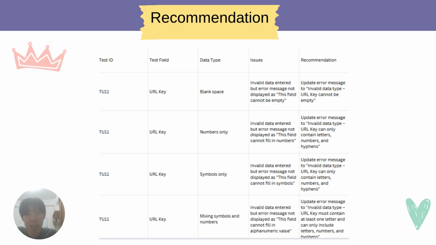My recommendation for the data type blank space is to update the error message to: invalid data type, URL key cannot be empty. For numbers only, update the error message to: invalid data type, URL key can only contain letters, numbers, and hyphens. Symbols only, update the error message to: invalid data type, URL key can only contain letters, numbers, and hyphens. And the last, for missing symbols and numbers, update the error message to: invalid data type, the URL key must contain at least one letter and can only include letters, numbers, and hyphens.